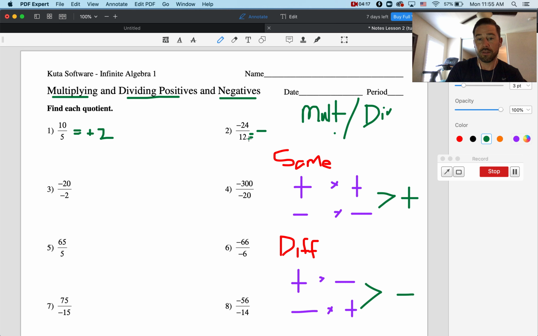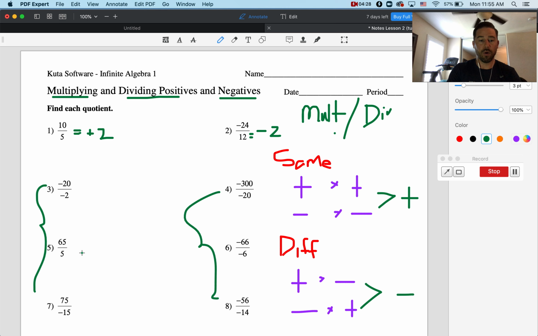What's 24 divided by 12? It's 2. Okay, this answer is positive, this answer is negative. Okay, so why don't you kids go and finish all these problems here. Boom. 3, 4, 5, 6, 7, and 8 on your own right now. Press pause, do those problems, and when you're done, press play, and we'll get right into it.